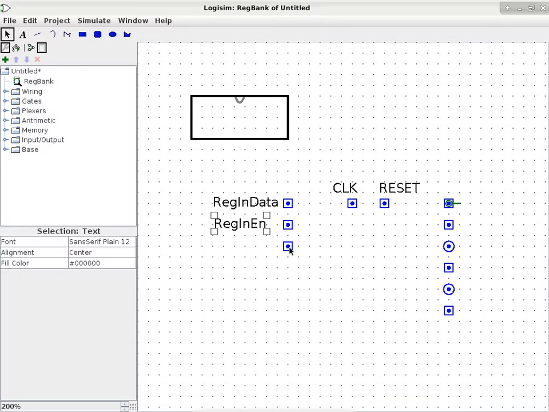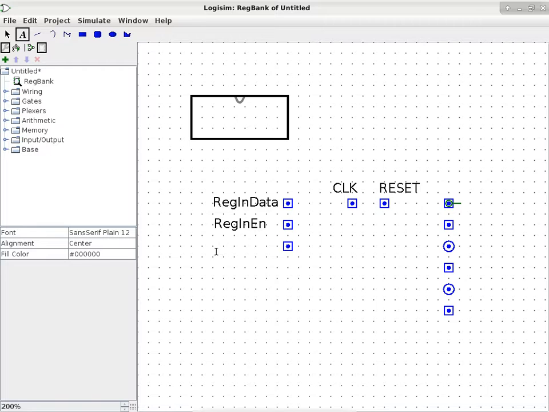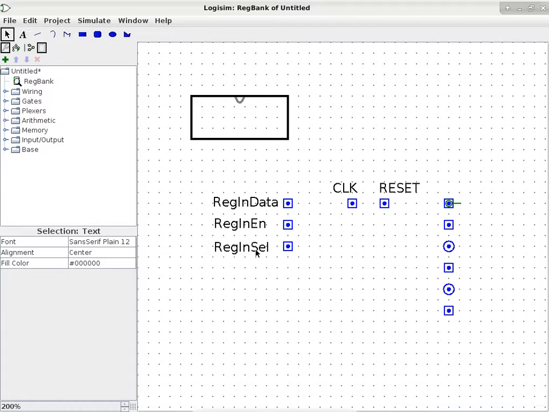And then this one is the selection, so we'll go ahead and label it. Register input selection. Its job is to specify which register should be the input register, because we can select one out of the 8 registers to store whatever data is presented on the data port. So now that we are done with all the input, let's take a look at the outputs.